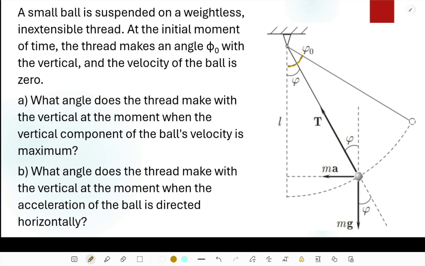Why? I'm telling you that the vertical component of the ball's velocity is maximum when the ball's acceleration is directed horizontally. Why? Indeed, the acceleration is a derivative of velocity, and at that point where the vertical component of the velocity is maximum, the vertical component of the acceleration is 0.